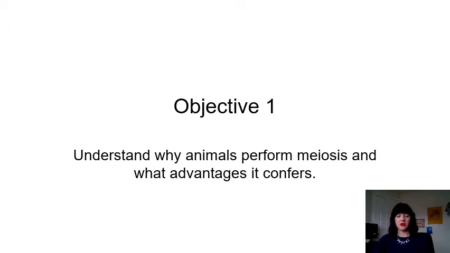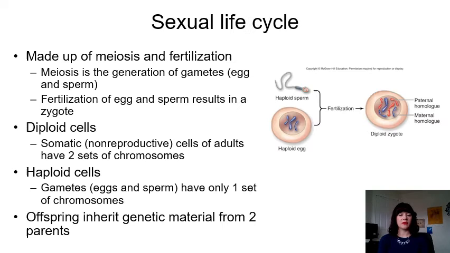So first, what is meiosis? Why do we have it? Now, meiosis has to do with the sexual life cycle of an organism. And so when we talk about the sexual life cycle, we're talking about two parts, meiosis and fertilization. So meiosis is the generation of gametes, such as egg and sperm, whereas fertilization is the fusion of those two cells to form a zygote.